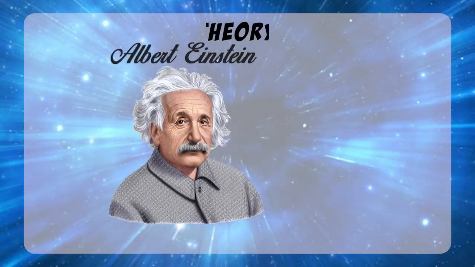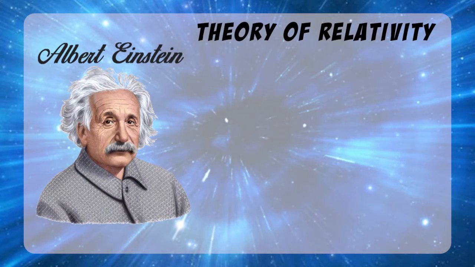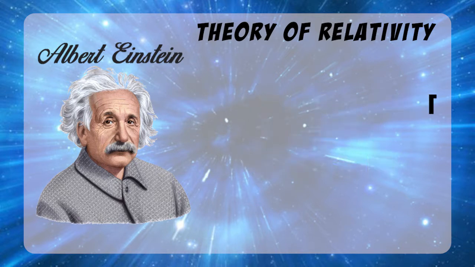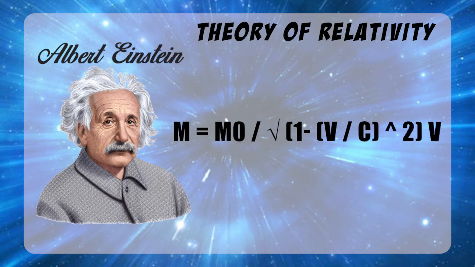Einstein's theory of relativity concludes that the mass of an object will change with its speed. The mass of the object has such a formula, where m0 is the mass of the object at rest, v is the speed of the object's movement, and c is the constant of the speed of light in vacuum. So when the object is stationary, the mass does not change.